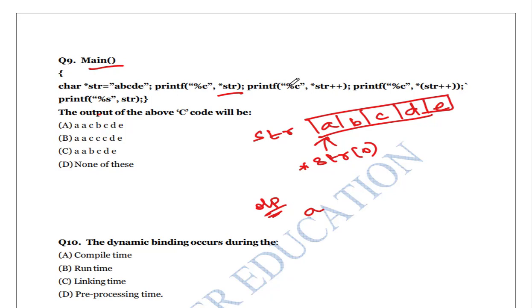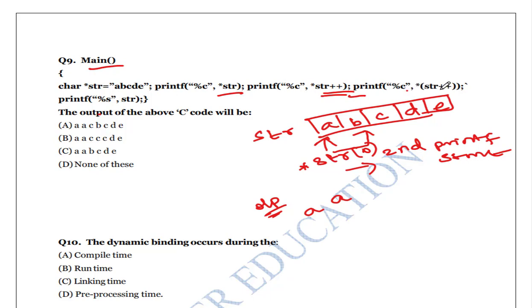The next one is printf %c star str plus plus. Even though it is plus plus, it is a post increment. First it will print the current value, which is a, and then it will increment the location of str. Okay, in the second printf statement.